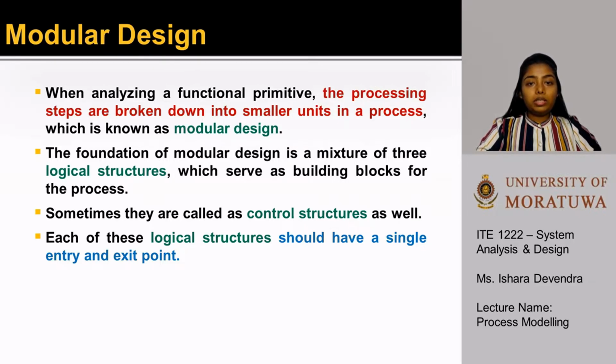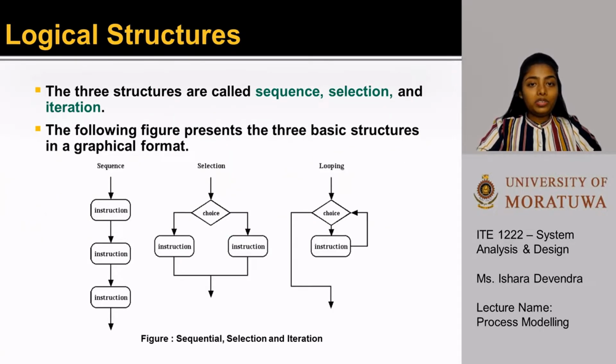Each of these logical structures should have a single entry and exit point. So you may think, what are those logical structures? Here are the three logical structures, defined as sequence, selection, and iteration. This figure represents the three basic structures in a graphical format. First one is sequence, second one is selection, and the last one is looping.